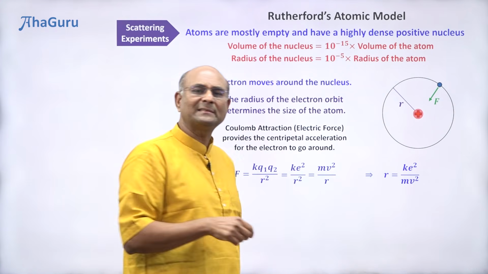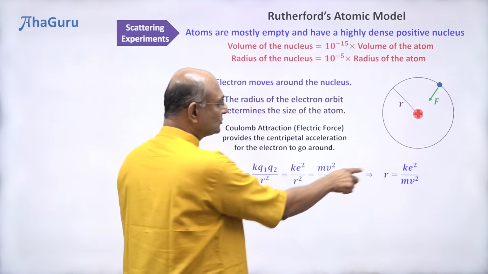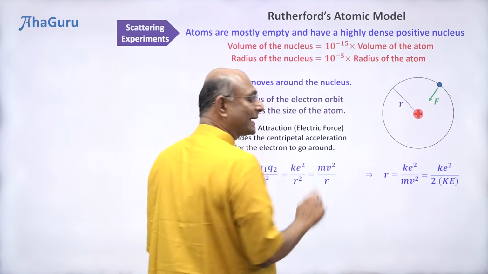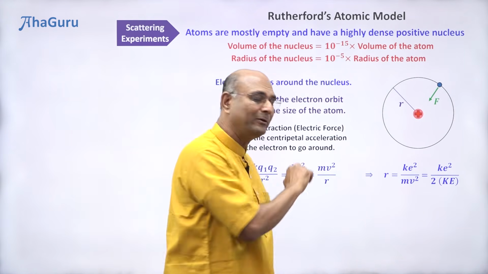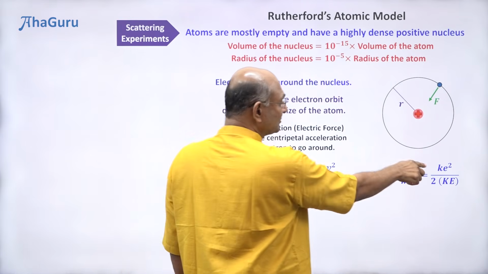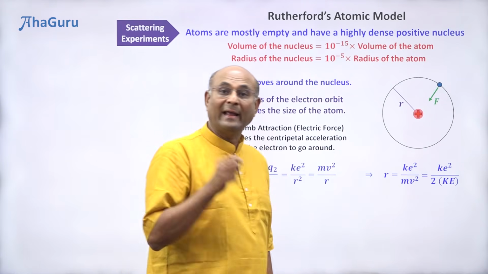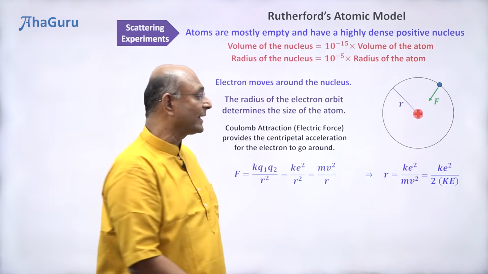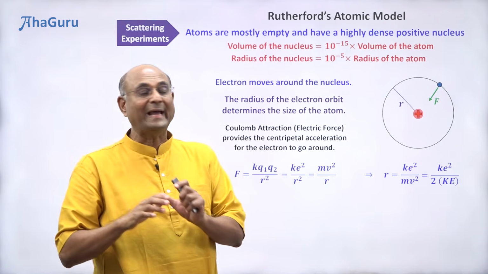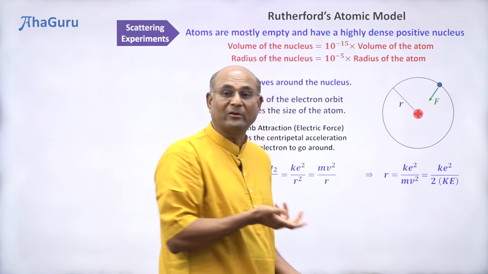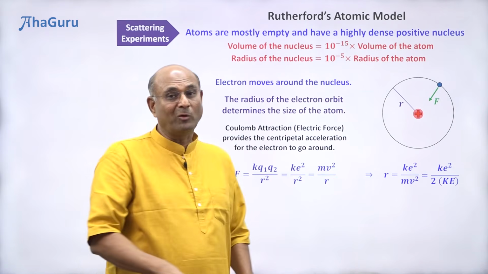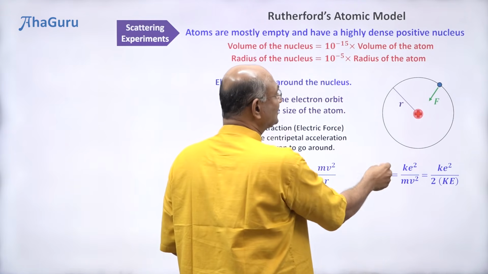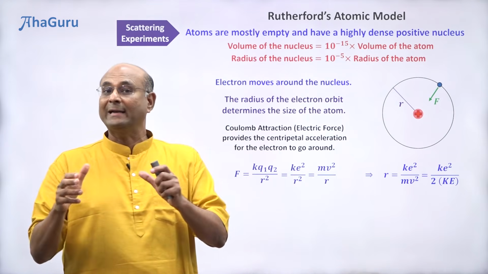Now half mv squared is the kinetic energy, right? So this is 2 times the kinetic energy. So I can write r is ke squared by 2 times the kinetic energy. Now k is Coulomb's constant, we know that. e is the electron charge, which also we know. So if I know the kinetic energy of the electron, I can use that to find the radius of the atom, which is quite a powerful thing, if you think about it. Rutherford's model was a very interesting model. It gave quantitative ways to find out what the radius of the atom must be.